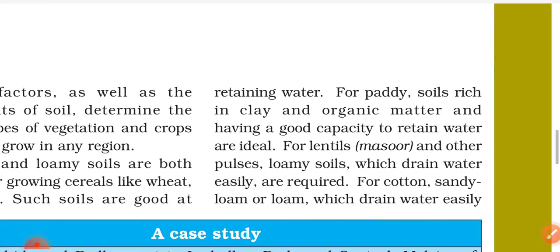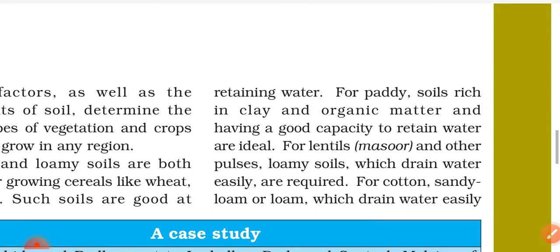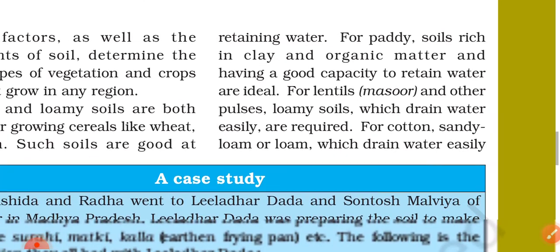retaining water. For paddy, soil rich in clay and organic matter, having a good capacity to retain water, is ideal. For lentils, masoor and other pulses, loamy soil which drains water easily is required. For cotton, sandy loam or loam which drains water easily.